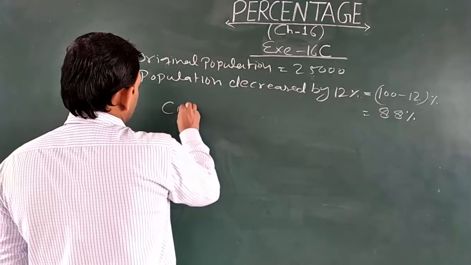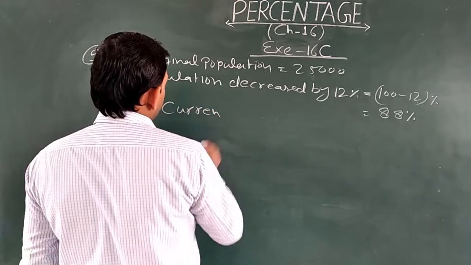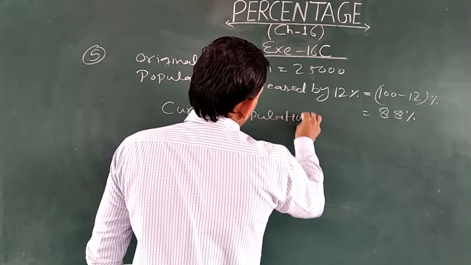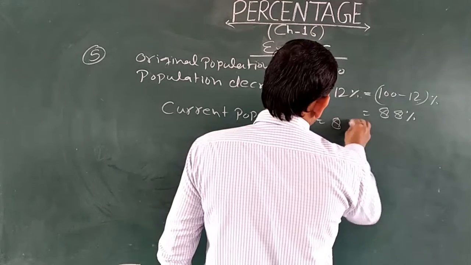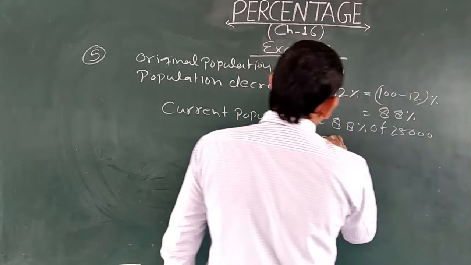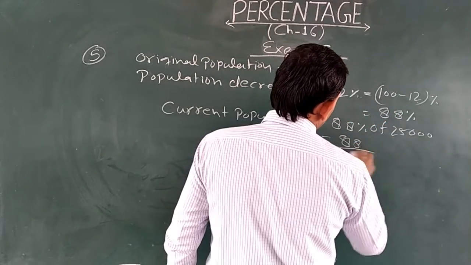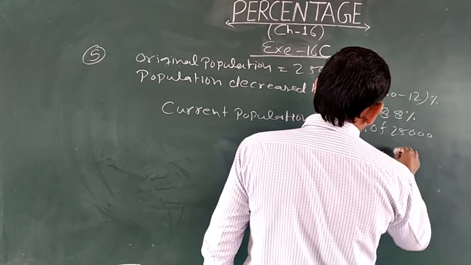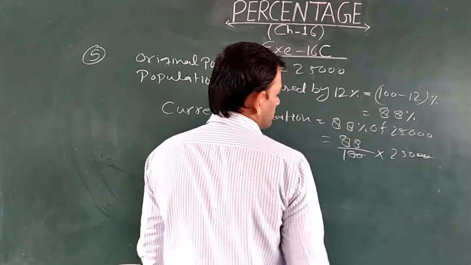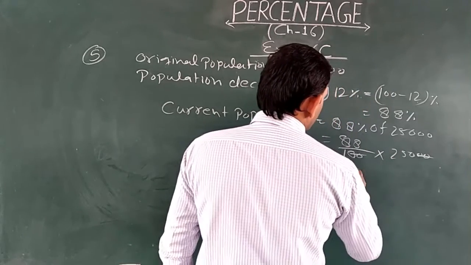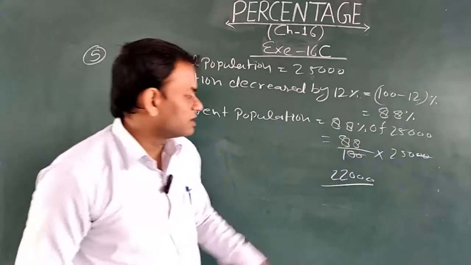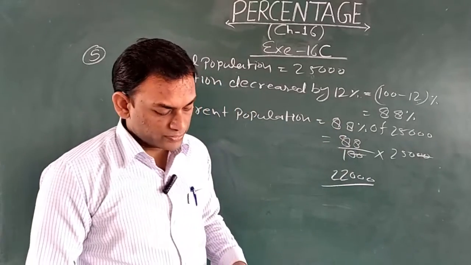So current means the at present population. Current population is equal to 88% of 25,000. When you solve it, you will get 88 upon 100 multiplied by 25,000. 100 will be cut, and it will be 25 and 88. 22,000 is the current population of that village. So this is the answer.